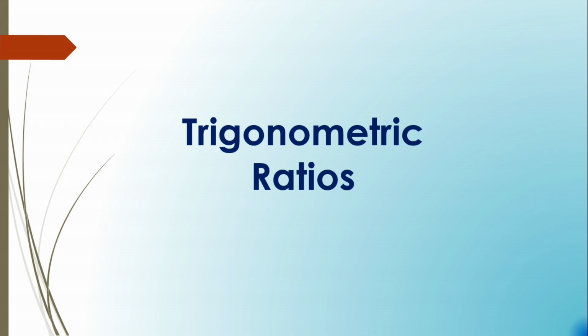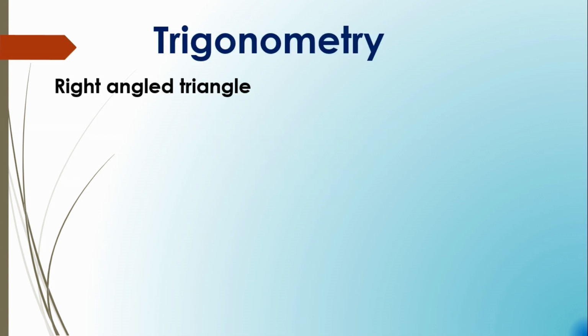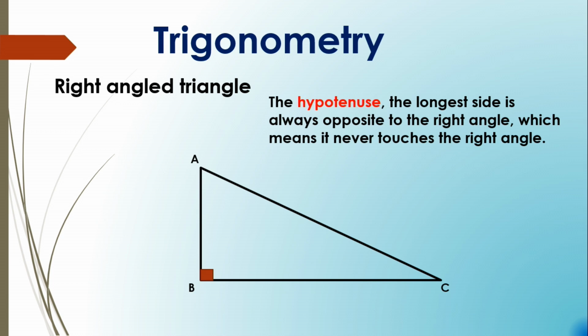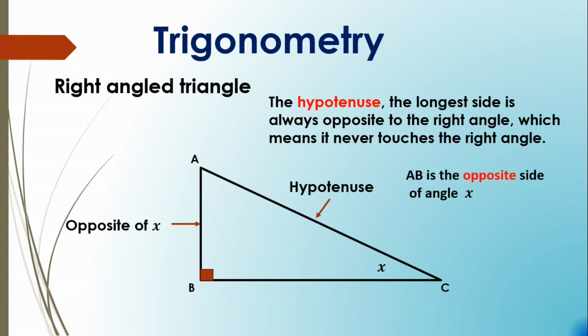But before learning about trigonometric ratios, consider the following right angle triangle. In this right angle triangle ABC, you know that the longest side is called the hypotenuse, which is always opposite the right angle. Now suppose we have an angle X inside this triangle. We say that the side which is opposite to this angle X is called the opposite of X, and the side which touches the angle X is called the adjacent of X. Now we are going to relate these three sides, that is hypotenuse, opposite and adjacent, through trigonometric ratios.